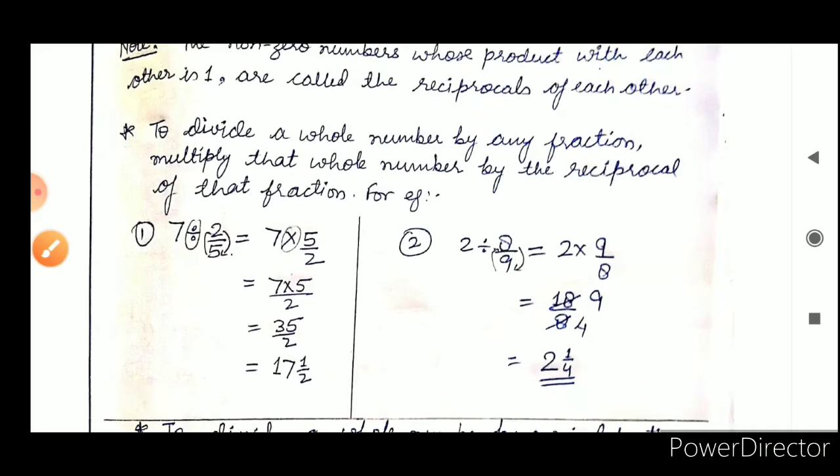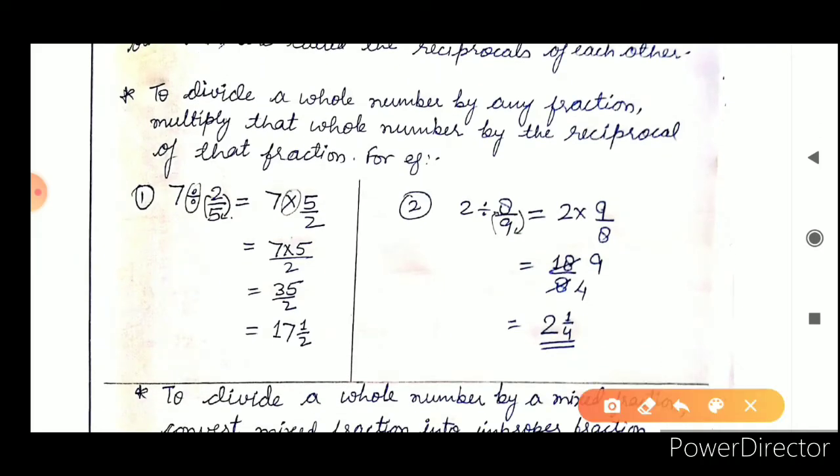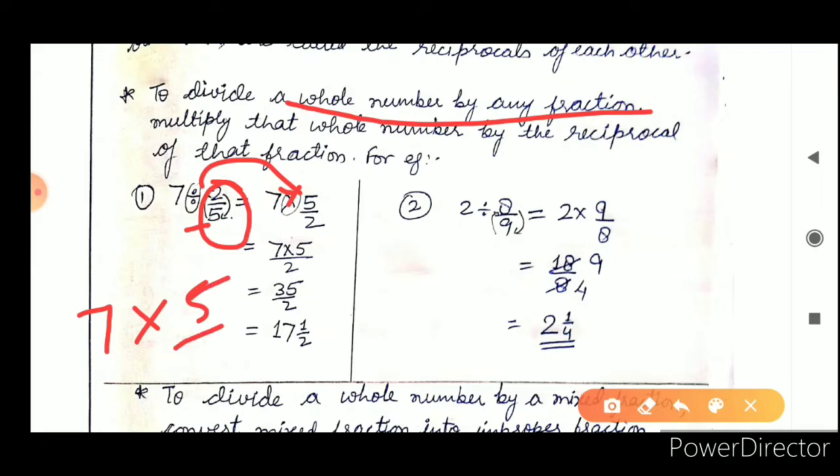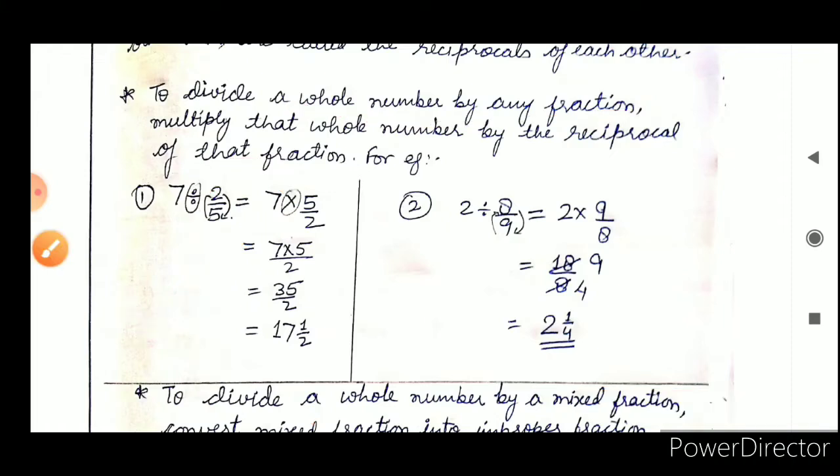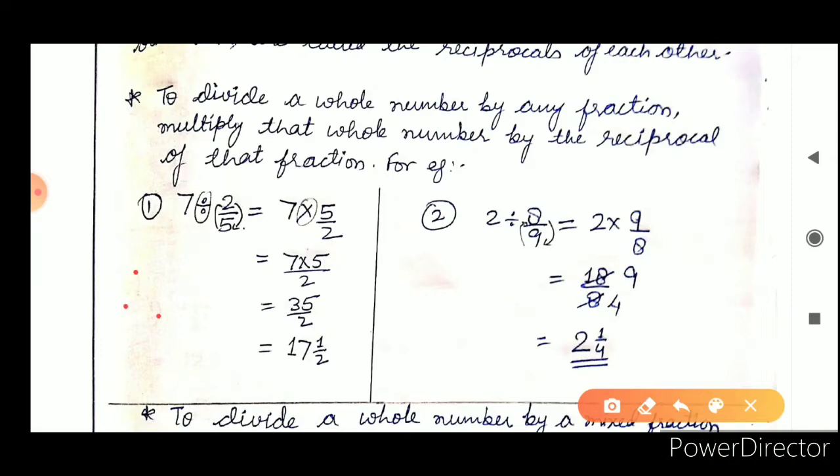Now the next point to be noted is to divide a whole number by any fraction. What we have to do is replace the division by multiplication and write down the reciprocal of the second fraction. So it will be 7 multiplied by the reciprocal of 2 by 5, which is 5 by 2. You can simplify as we have done earlier. But the first step you have to see is replace division by multiplication and write down the reciprocal of the second part.